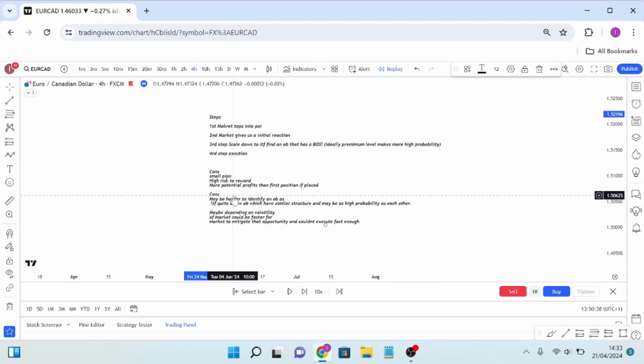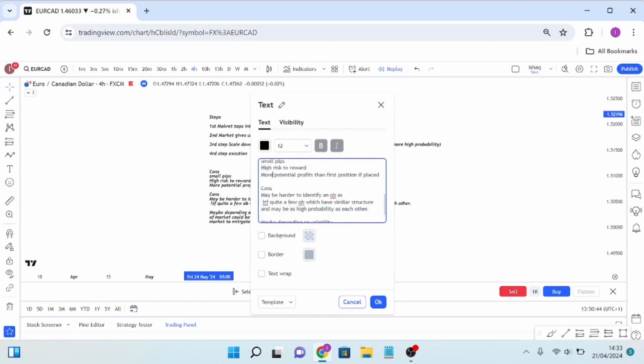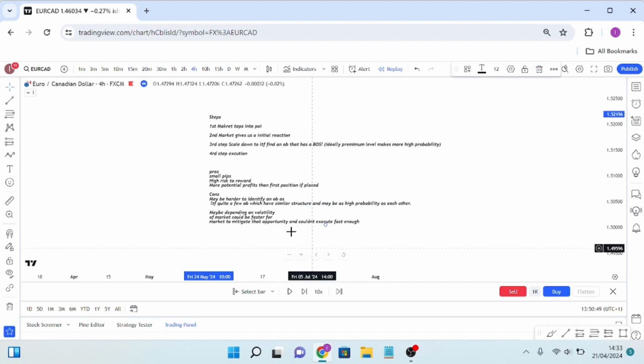Now the pros. Sorry, this is meant to say pros. The pros of taking a lower time frame entry is small pips. The small pips allow us to have a high risk to reward. And if it has a high risk to reward, this allows us to have more potential profit than potentially the first position. The first position, meaning the higher time frame, maybe 20 pips.